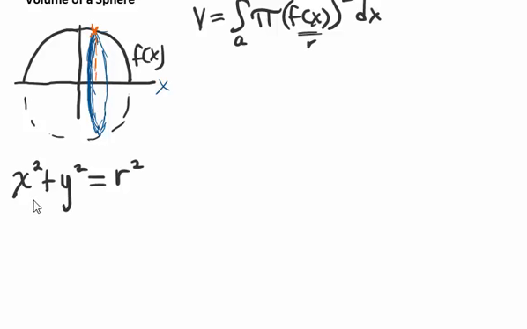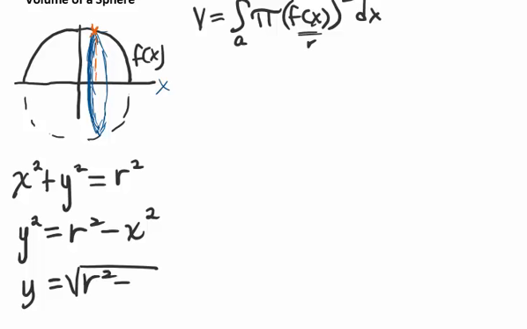Okay, so the whole circle is of the form x squared plus y squared is equal to r squared, where r is the radius, and we want to solve this for y. So we have y squared is equal to r squared minus x squared, and take the square root of both sides. So y is equal to the square root of r squared minus x squared. Typically we would have a plus or minus in front, but because we're only talking about the top half of this circle, we're using the positive root.